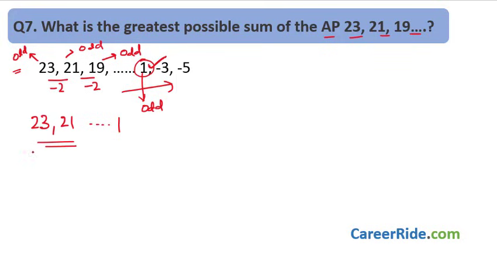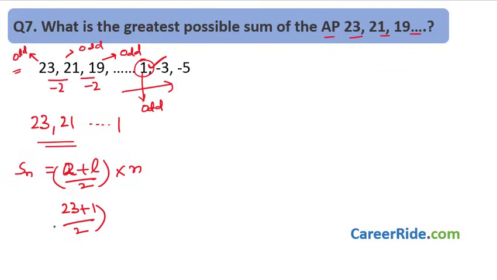Now I know that the sum of n terms in a series is first term plus last term upon 2 into the number of terms, right? Now my first term here is 23, my last term here is 1, but I don't know what the value of this n is. So that is what I'll try to find out and I'll place in this equation here. Okay, let us try to find out.